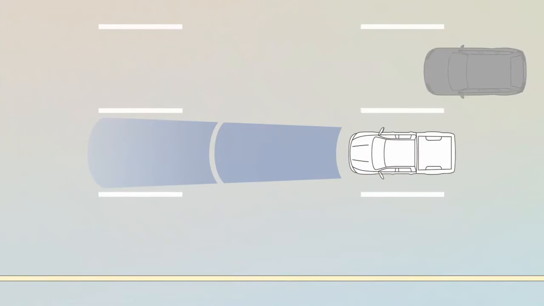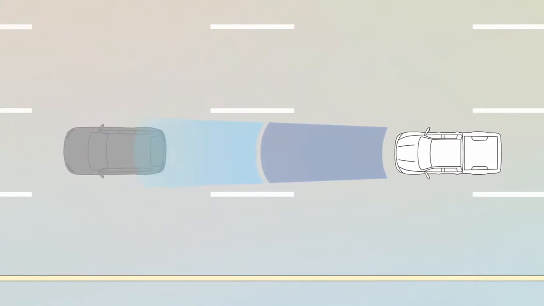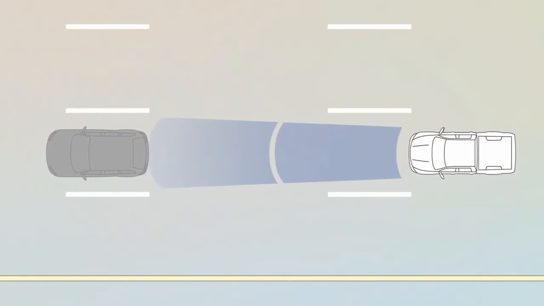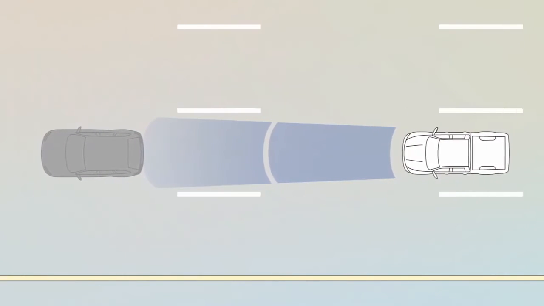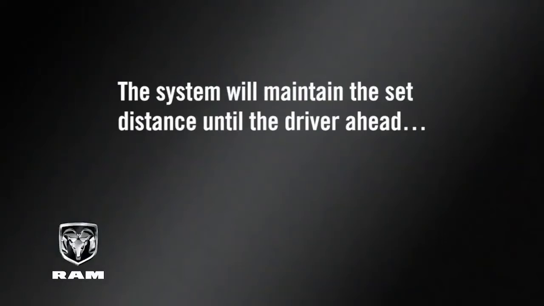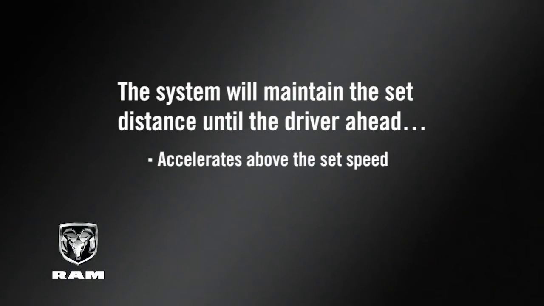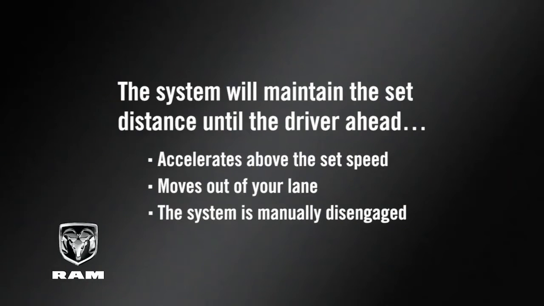But when a slower moving driver enters your lane, the system automatically adjusts your speed to maintain the distance setting. You'll see the Sensed Vehicle Indicator icon in the instrument cluster. The system will maintain the set distance until the driver ahead accelerates above the set speed or moves out of your lane, or until the system is manually disengaged.